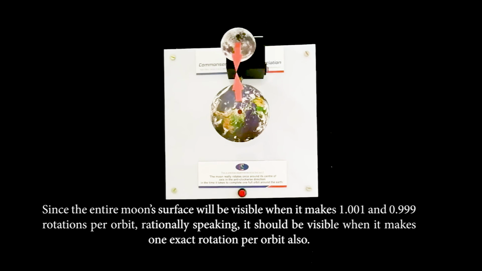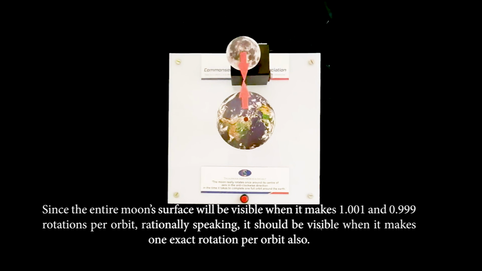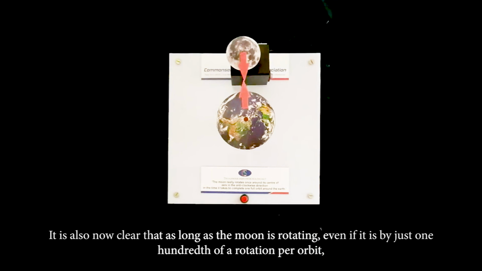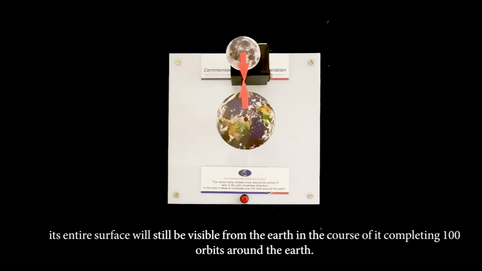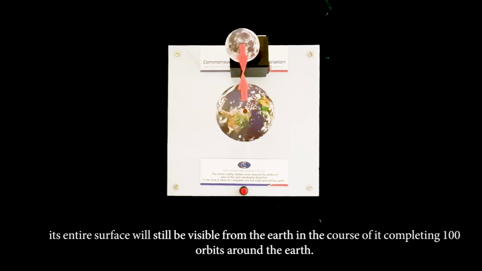Since the entire moon surface will be visible when it makes 1.001 and 0.999 rotations per orbit, rationally speaking, it should be visible when it makes one exact rotation per orbit also. It is also now clear that as long as the moon is rotating, even if it is by just 1/100th of a rotation per orbit, its entire surface will still be visible from the Earth in the course of it completing 100 orbits around the Earth.